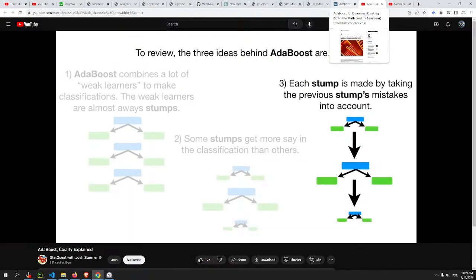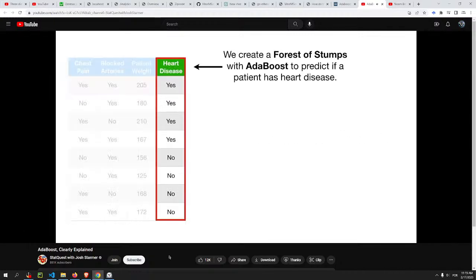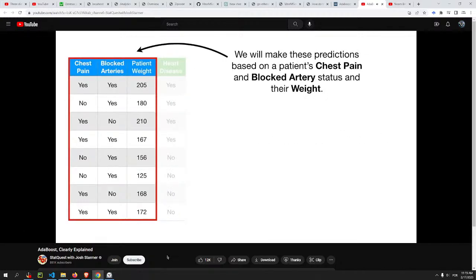3. Each stump is made by taking the previous stump's mistakes into account. Bam! Now let's dive into the nitty-gritty detail of how to create a forest of stumps using AdaBoost. First, we'll start with some data. We create a forest of stumps with AdaBoost to predict if a patient has heart disease. We will make these predictions based on a patient's chest pain and blocked artery status and their weight.